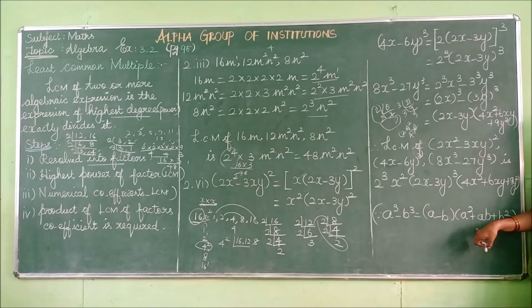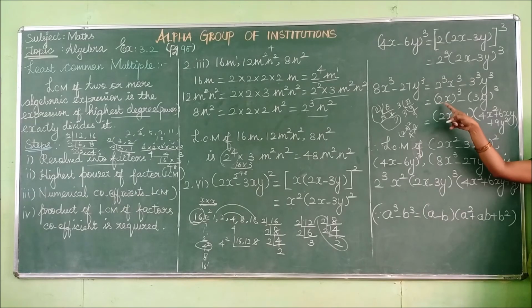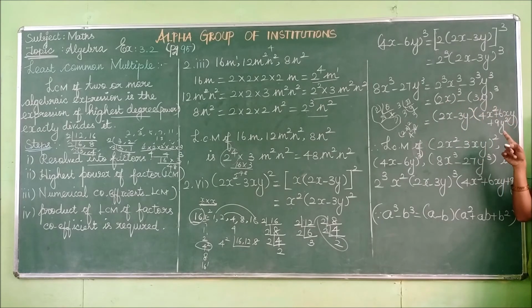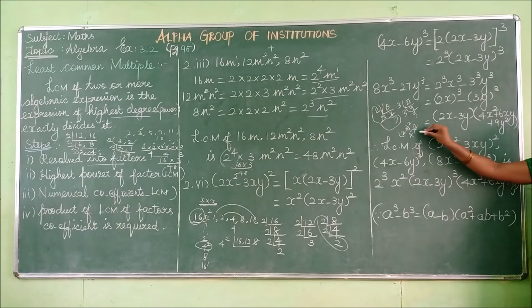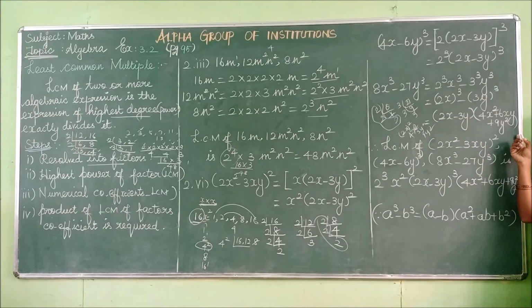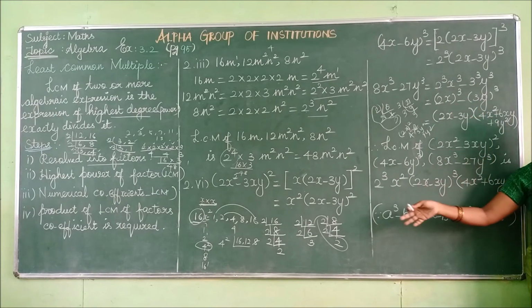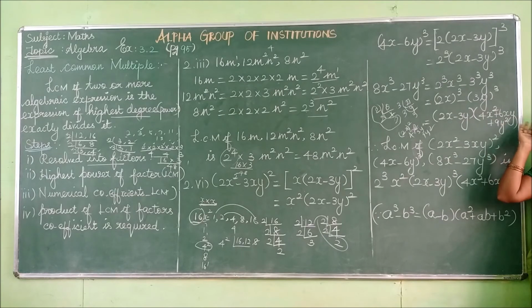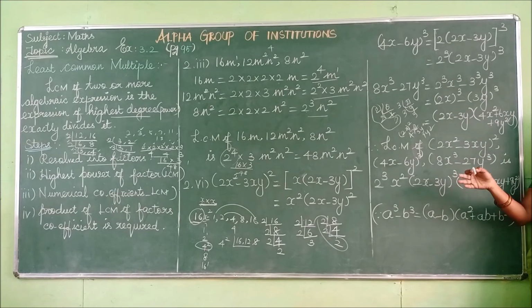Then plus ab. A into b means first multiply the coefficient. 2 into 3 is 6. Then what are the variables? x and y. Then last term plus b square. Here b is 3y, square. So 3 squared y squared. 3 squared is 9, so 9y squared. So you have to find out for each and every term the factorized values.